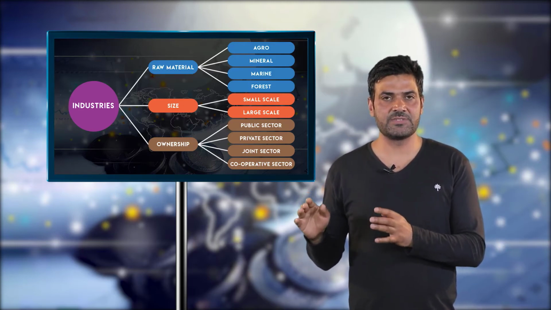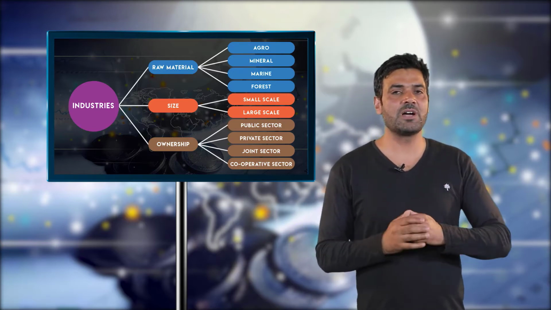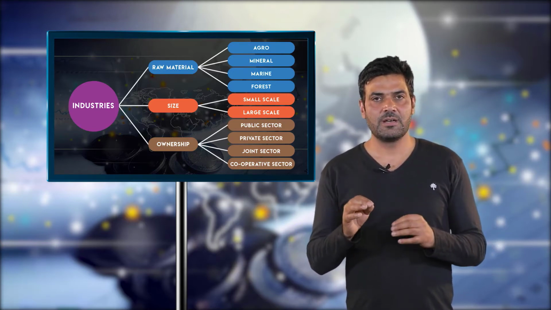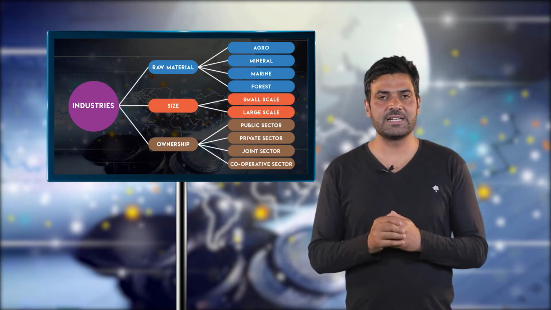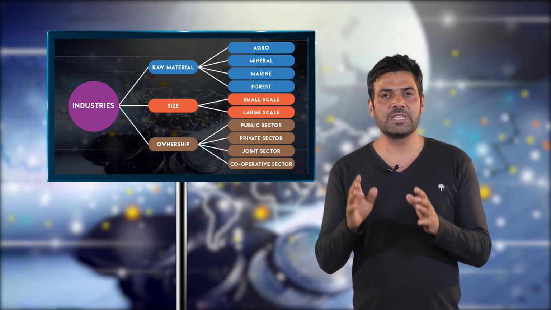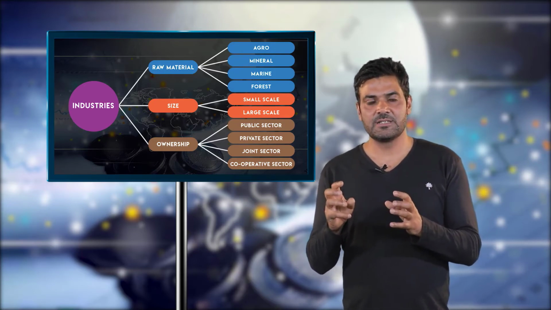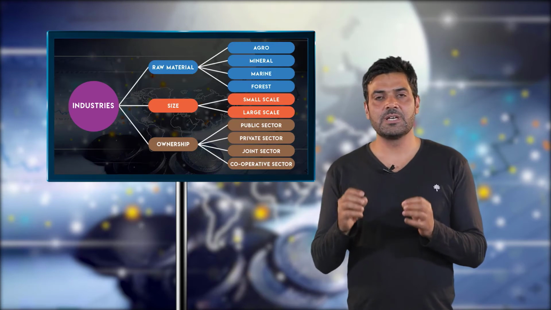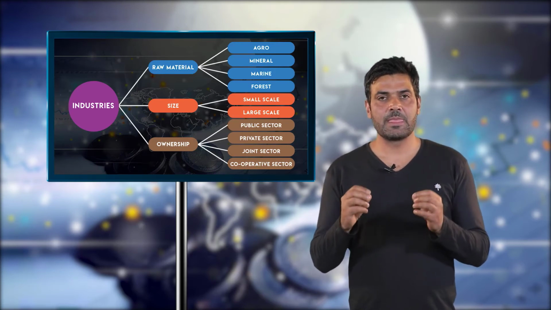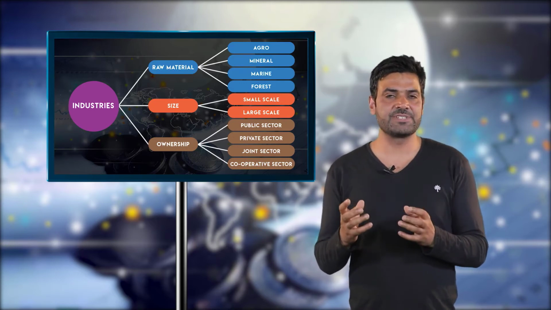So on the basis of size, we classified industries as small scale and large scale industries. Now coming to the third criterion, and that is the ownership. On the basis of ownership, we classify industries as public sector industries, private sector industries, joint sector industries, and cooperative sector industries.